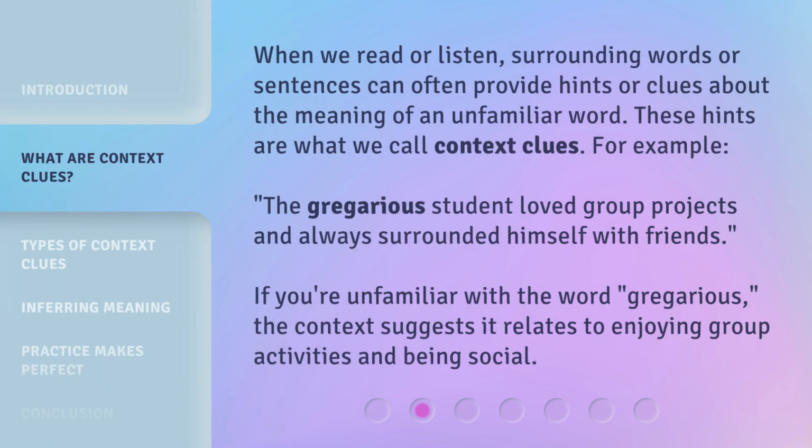When we read or listen, surrounding words or sentences can often provide hints or clues about the meaning of an unfamiliar word. These hints are what we call context clues. For example, the gregarious student loved group projects and always surrounded himself with friends. If you're unfamiliar with the word gregarious, the context suggests it relates to enjoying group activities and being social.